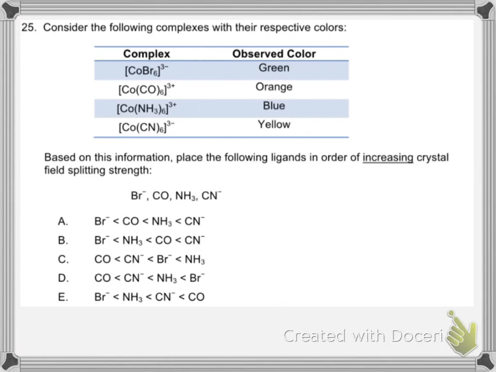So in a problem like this, I like to add actually a third column here. And that third column is going to be, wait for it, color absorbed. Because it's the color that's absorbed that corresponds to the crystal field splitting gap. So if something appears green, that means again that it is absorbing red. If something is appearing orange, it is absorbing the complementary color, blue. The blue complex must be absorbing its complementary color, which once again is orange. And the yellow complex is actually absorbing violet.